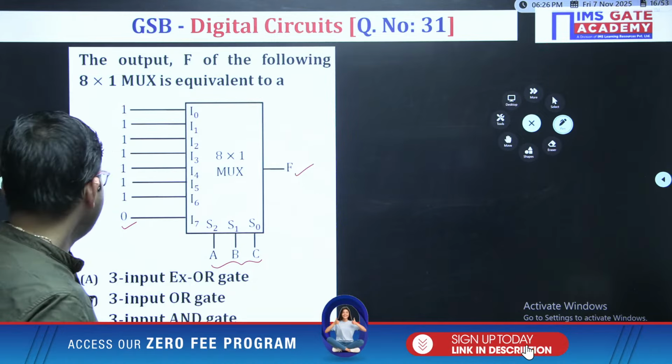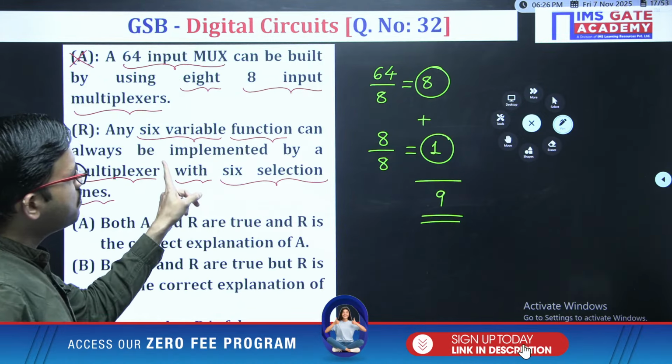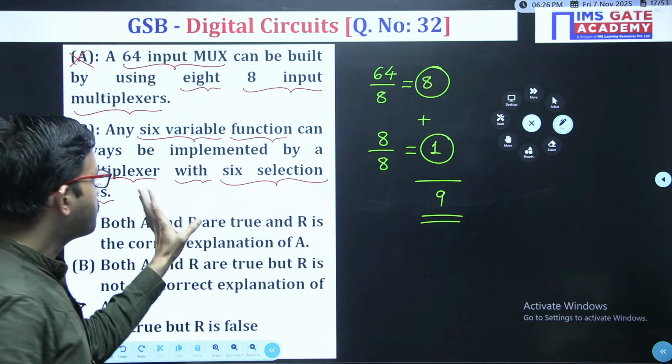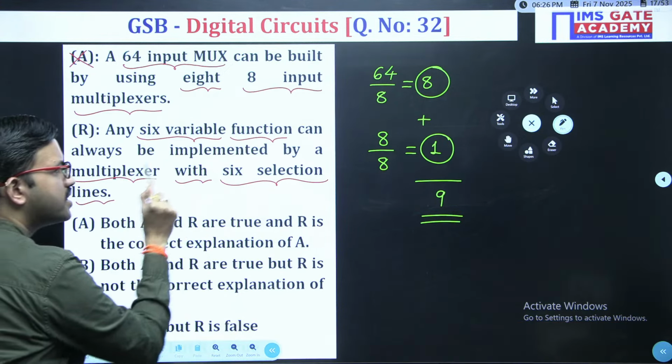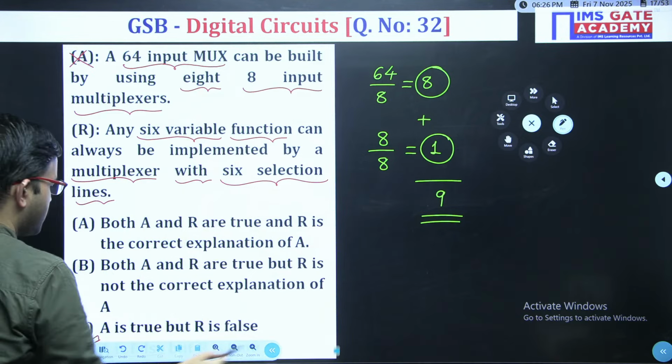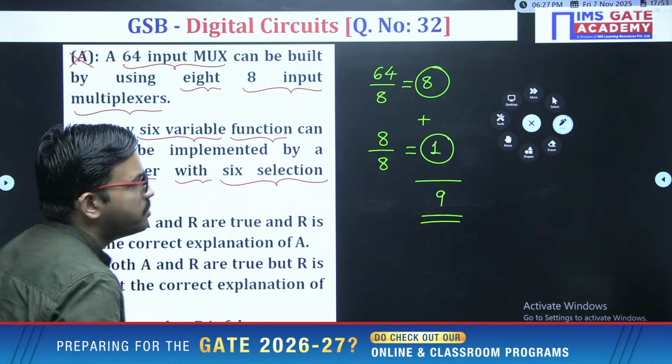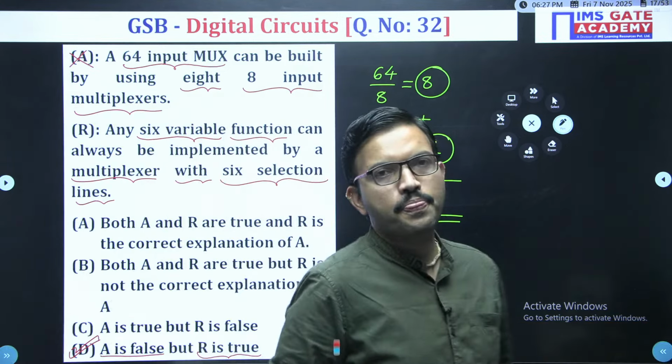Like that, if you want to implement a 6 variable Boolean function, you require 6 selection lines for that particular mux. Then with the help of a single mux, you can implement that Boolean function. Yes, that statement is true. So finally, option D is going to be the correct answer for this question. Right?